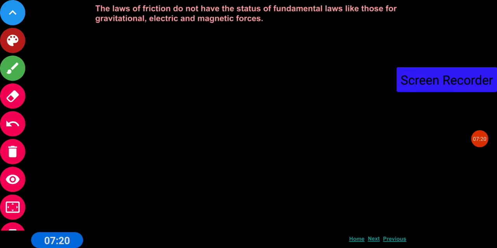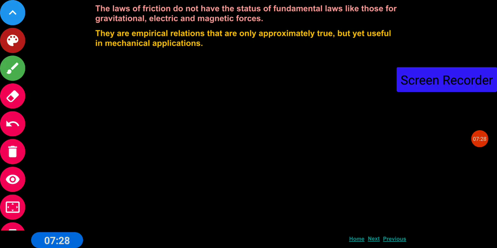The laws of friction do not have the status of fundamental laws like those for gravitational, electric and magnetic forces. They are empirical relations that are only approximately true but yet useful in mechanical applications.